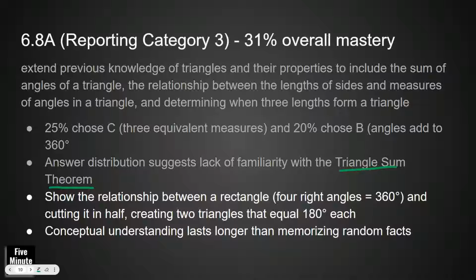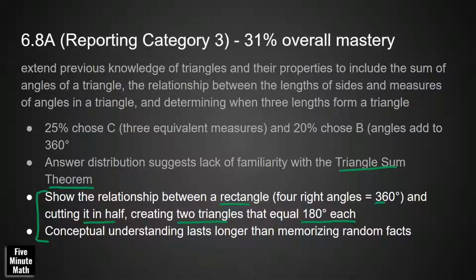All right, so how do we help our students solve this? Well, we don't have them memorize stuff. We conceptually show them. So what I showed you, a rectangle or a square, right? Four right angles equals 360. Cut it in half. That makes two triangles of 180 each. Let them play with that. Let them get out a piece of paper, cut out a shape that was drawn for them, a square, a rectangle. Have them get the protractor, measure the angles, and then practice drawing triangles and just adding them up.